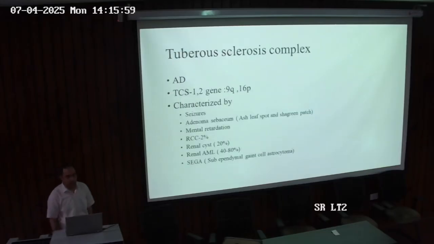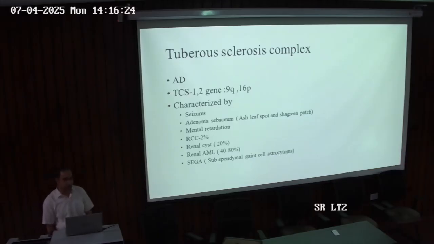Other is the tuberous sclerosis complex. This also is an autosomal dominant disorder and involves the TSC gene on chromosome 9q and 16p. This syndrome has a triad: seizures, adenoma sebaceum, and mental retardation. You can remember it by SAM: seizure, adenoma sebaceum, and mental retardation.